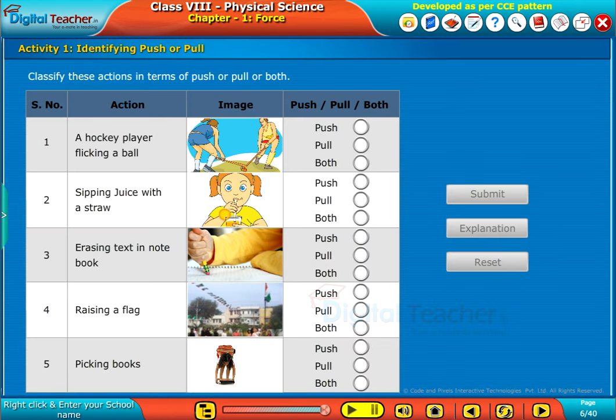Now, let us do a simple activity to identify tasks as push or pull or both. Classify these actions in terms of push or pull or both.